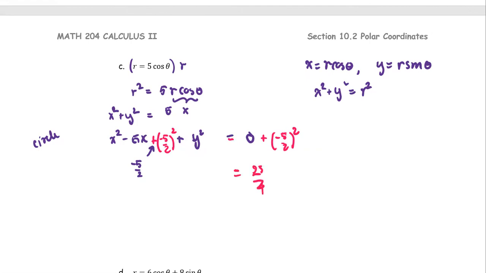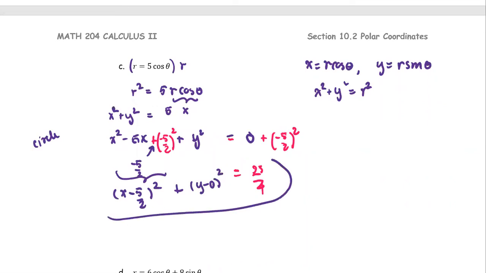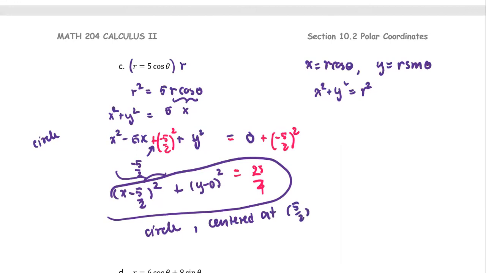So the three terms on the left-hand side form a perfect square, (x minus 5 over 2) squared, plus y squared, which can be rewritten as (y minus 0) squared. Now we can see the equation of the circle with the center at (5 over 2, 0), and the radius, which is the square root of 25 over 4, which is 5 over 2.